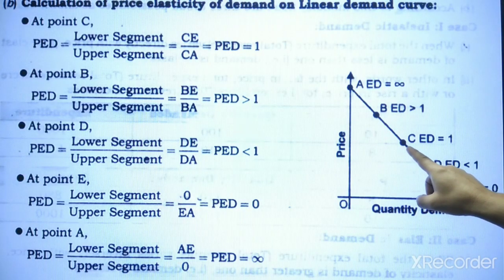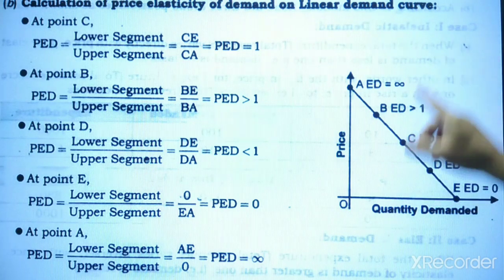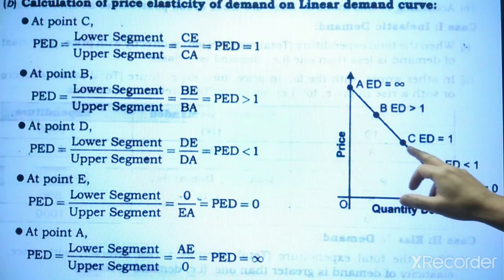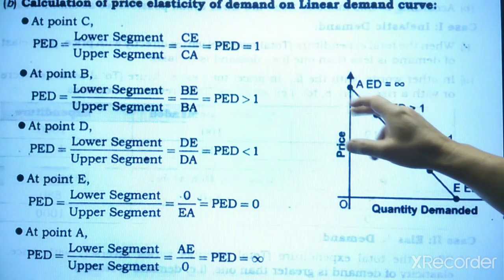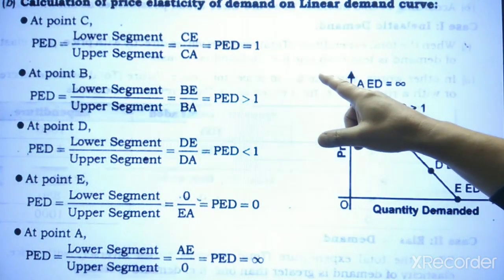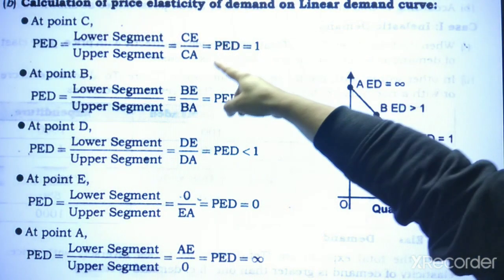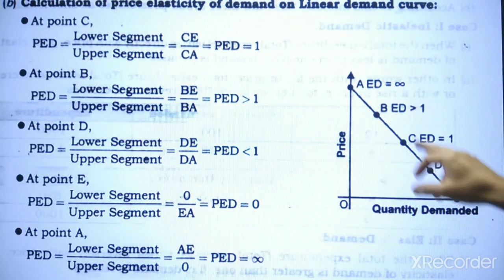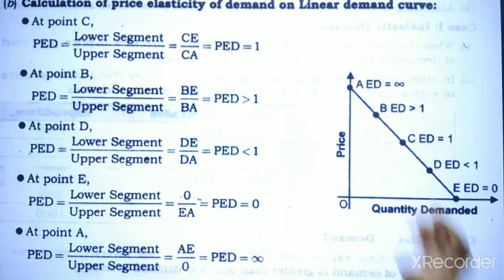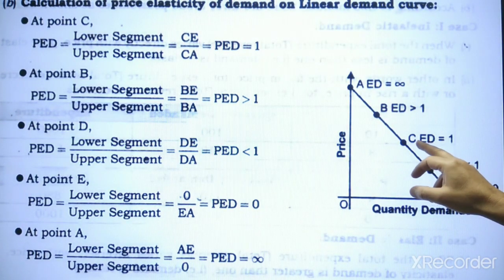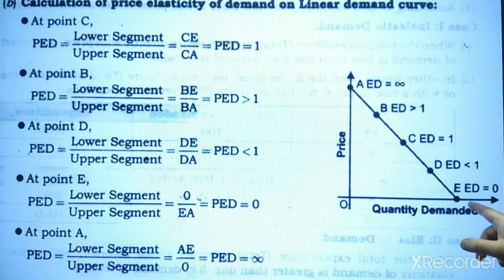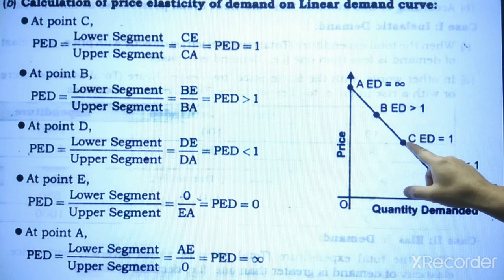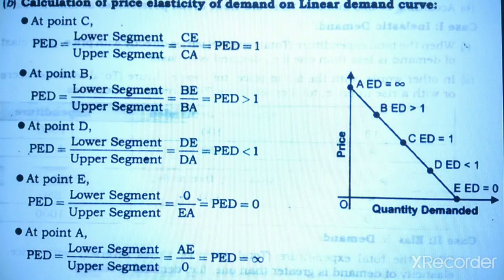Like if I want to calculate price elasticity with the help of the point method at point C, here the lower segment is CE and the upper segment is CA. So it is CE upon CA. On the other side of the screen you can see CE upon CA. Now CE and CA are both equal, so both will cancel, and you will get 1. So this point C indicates unit price elasticity. So in any straight line demand curve, the center point indicates unit elastic demand.